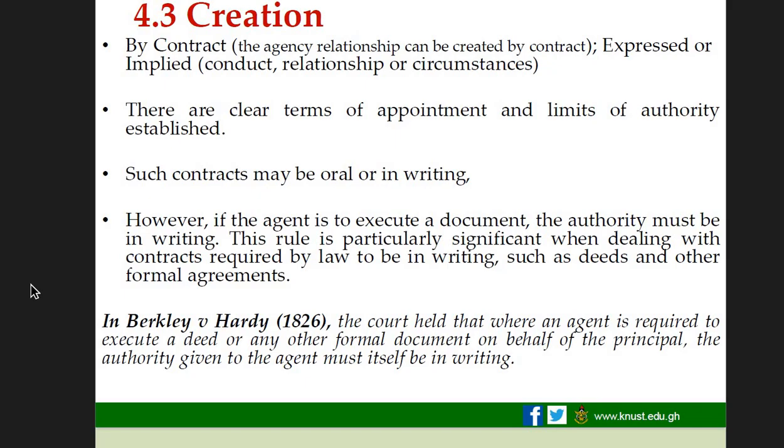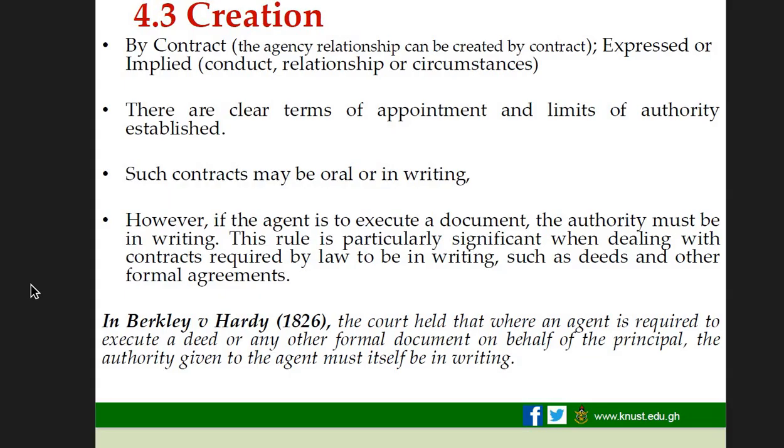So agency can be created in so many ways. By contract, the agency relationship can be created by contracts, expressed or implied, conduct, relationship, or circumstances. What are we trying to infer here? We are saying that it can either be expressed or implied. I hope that is clear. It can be expressed or implied.